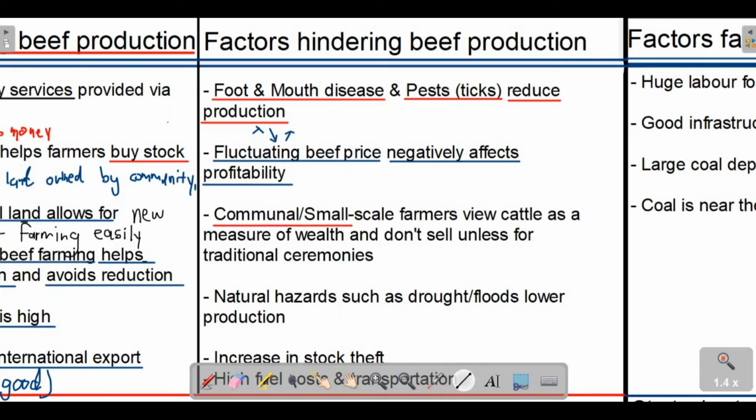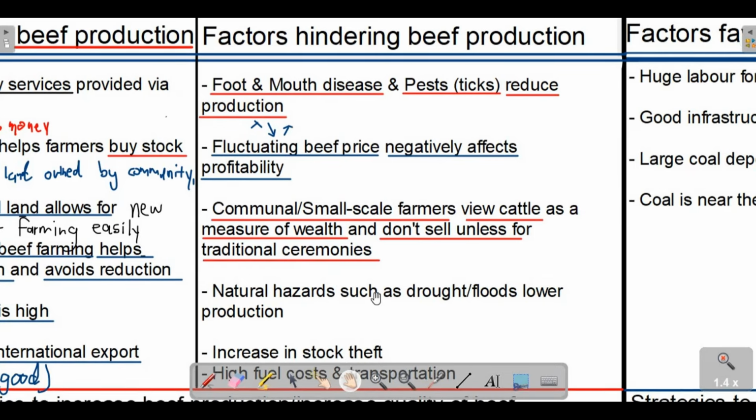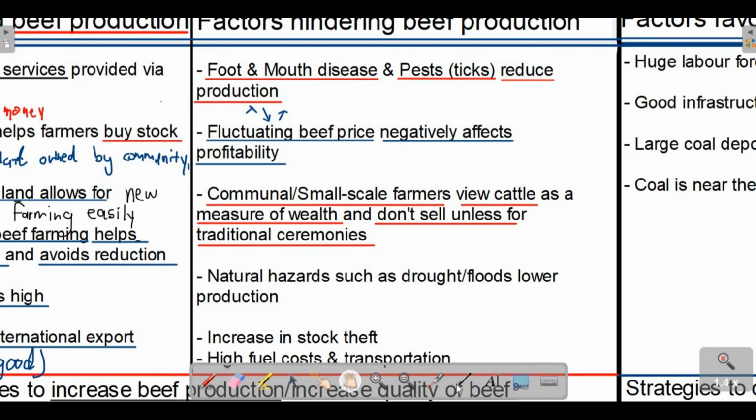And the communal or small-scale farmers view cattle as a measure of wealth, and they do not sell unless for traditional ceremonies. So we did cover this. So one of the reasons why the beef industry is not growing rapidly is because there are farmers who see cattle as a measure of wealth and not a business.